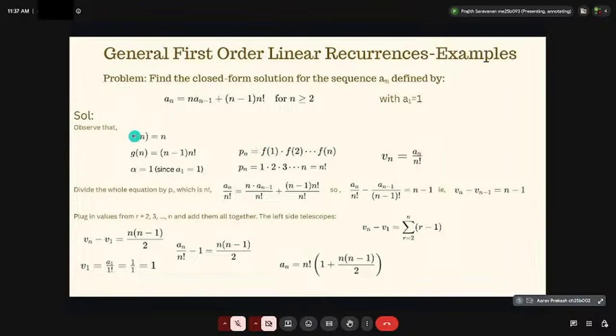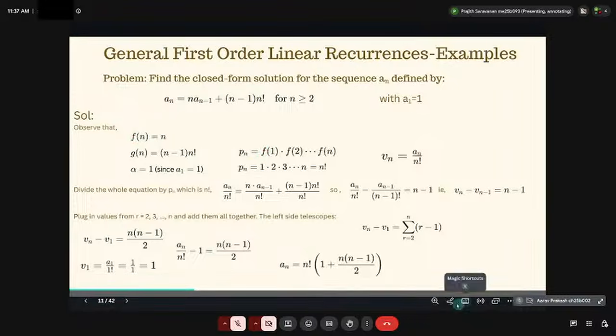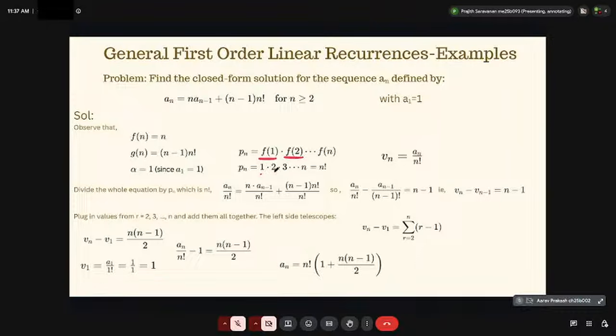So f of n is n. If we compute these for every term, f of 1 will be 1, f of 2 is 2, f of n is n. So when you multiply the product from 1 to n, it is n factorial. That is the product Pn. It is something I have defined on my own.